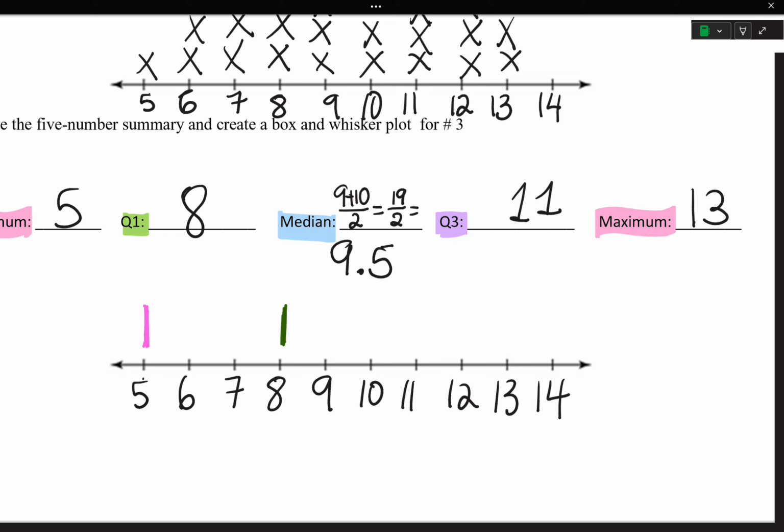I'm going to put a line above the median, which is 9.5. I'm going to put a line above the third quartile, which is 11. And I'm going to put a line above my maximum, which is 13. The 3 middle numbers create my box. And then we have our whiskers. There it is.